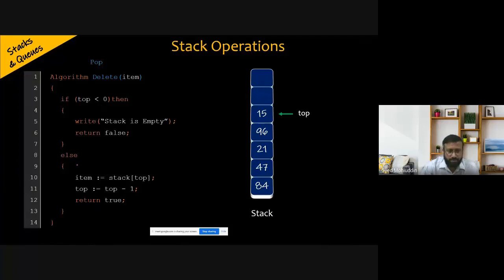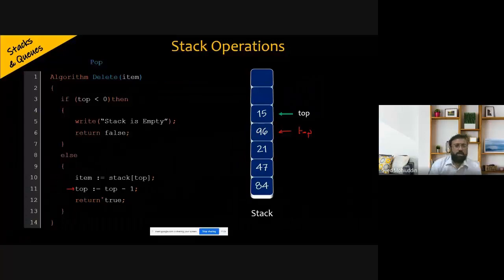So when top is less than 0, we cannot delete anything. If not, then stack of top, what is top? Pointing to this. So 15 is retrieved in an item. Then top will now be pointing to this statement at this step. Then we return true. That is, the element is deleted. So this is how your delete function or pop function or pop operation works for stacks.